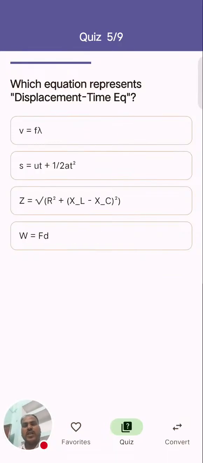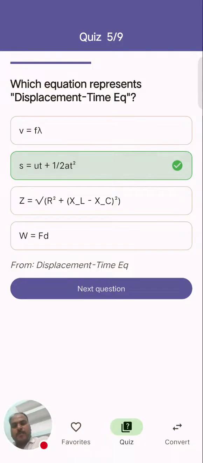Now next question, question number 5. Which equation represents the displacement time equation? S equal to UT plus half AT square, where U stands for initial velocity, T stands for time, and A stands for acceleration.